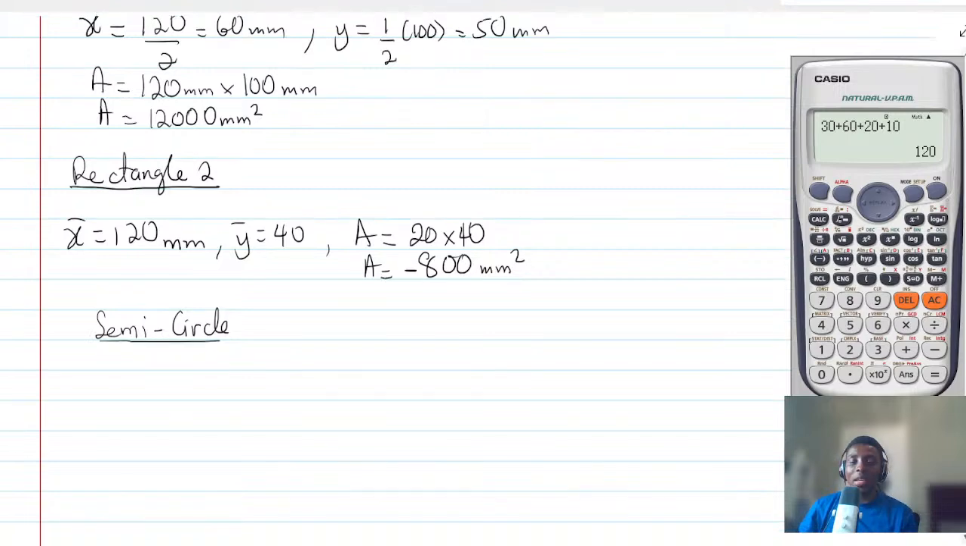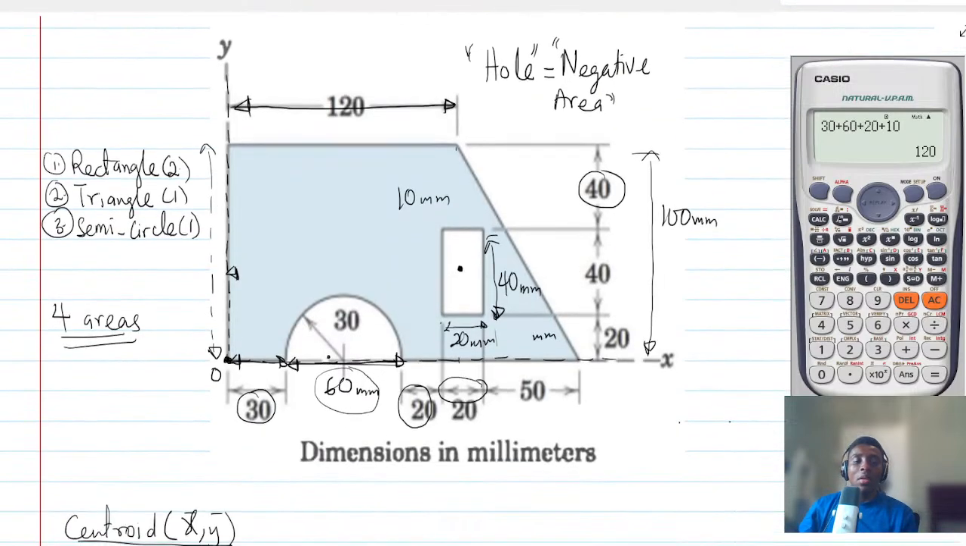So let's look at the semicircle. With the semicircle, this is what you have to do. So let's pay attention here, please. What will be the distance along the x towards the center? So this is the center.